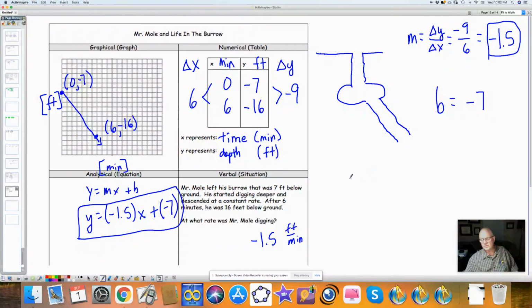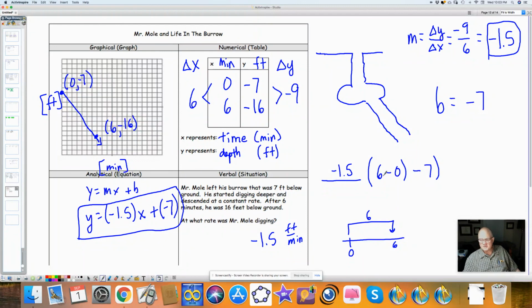Now we could also do this using our common difference of -1.5. We're going to go from the first step to the 6th step. So to go from the first step all the way up to the 6th is going to be a difference of 6. So I'm going to have 6, and it's actually 6 minus 0. But we have to add in where we started from. We started at -7. -1.5 times 6 is going to be -9. -9 plus -7 is going to be a -16.